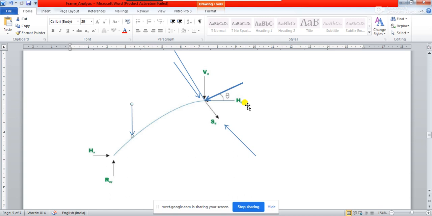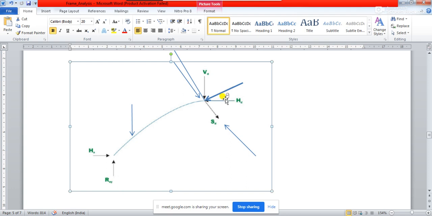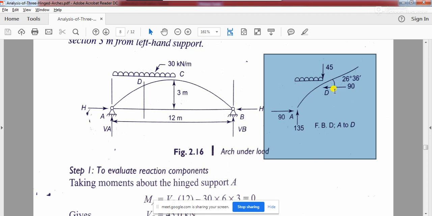So what you have to do to find out the radial shear and normal thrust, first you will have to calculate this value of theta. If you remember, you will have to find out this value of theta, right? So to find out the value of theta, what you require actually, you need to know what? How do you find out this value of theta?